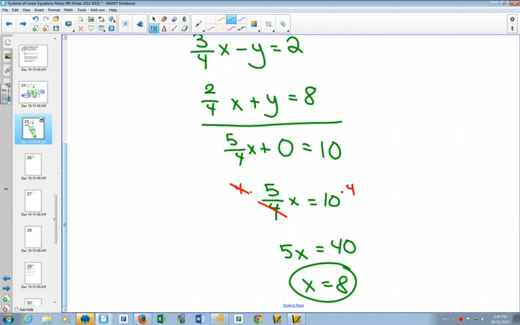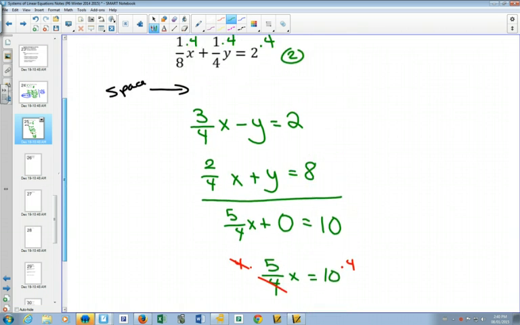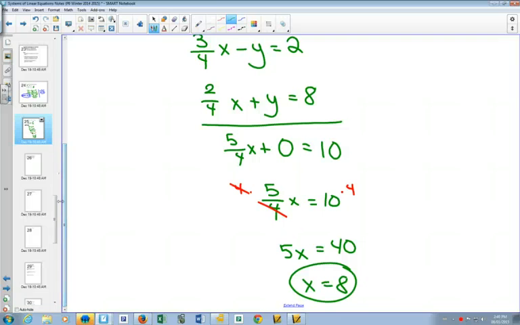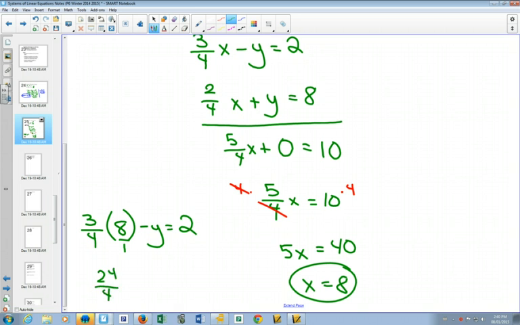Now we can use either equation to find out what y is. Which one do you want to use? Probably the first one, because it has less fractions. So 3/4 times by x minus y equals 2. Remember, 8 is 8 over 1. How do we multiply fractions? Multiply the tops, multiply the bottoms. So we'll get 24 over 4 minus y. And 24 over 4 is 6.